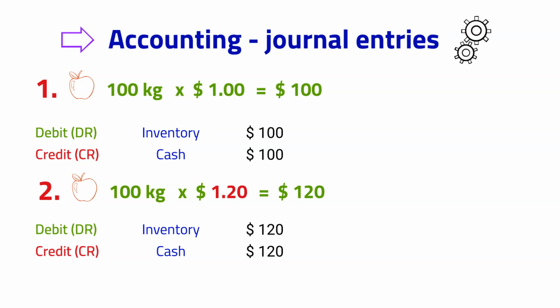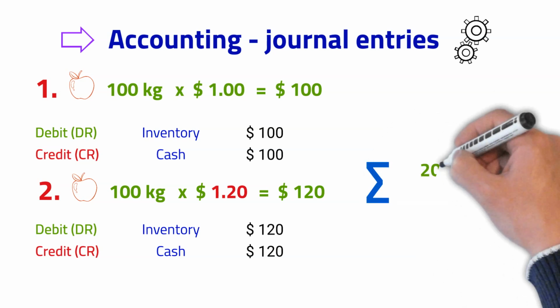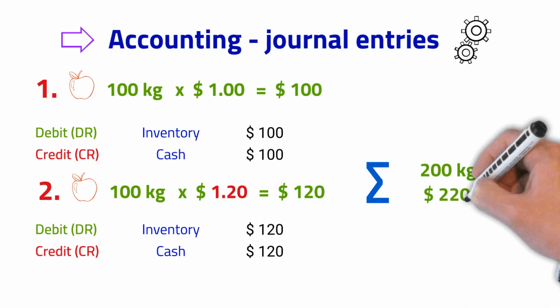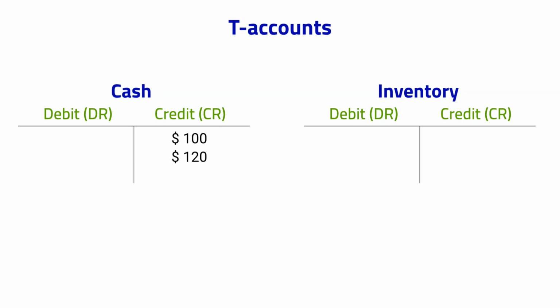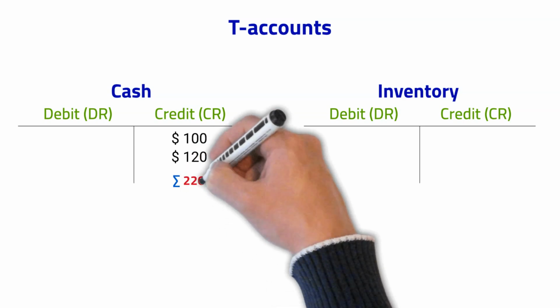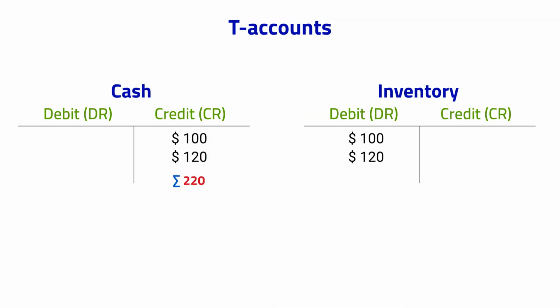In total, we have accumulated 200 kilos of apples with a total cost of $220. If you run it through T accounts, it will look like this. Cash, two credit entries of 100 and 120, total of 220, and inventory, two debit entries totaling 220.